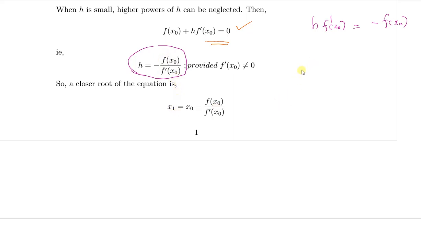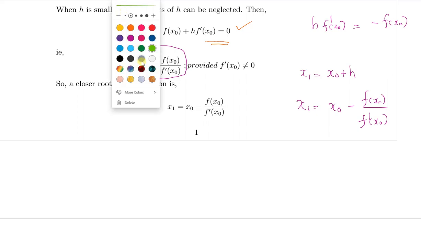So our better solution is taken as x1 is equal to x0 plus h. Substitute the value of h here, and you will get x1 is equal to x0 minus f of x0 divided by f dash of x0. So we got an improved solution, a better solution of this particular equation.